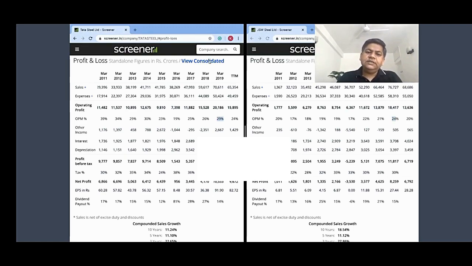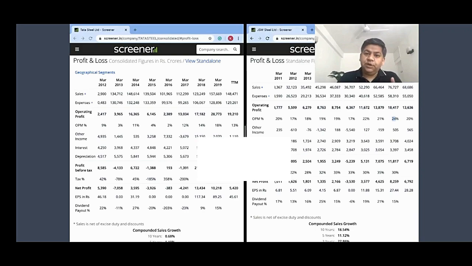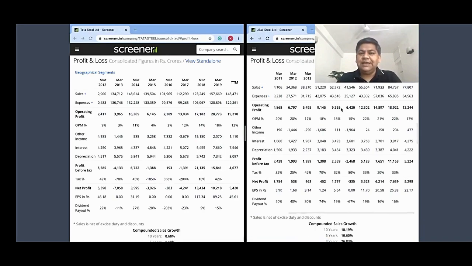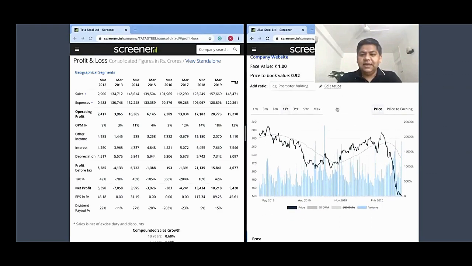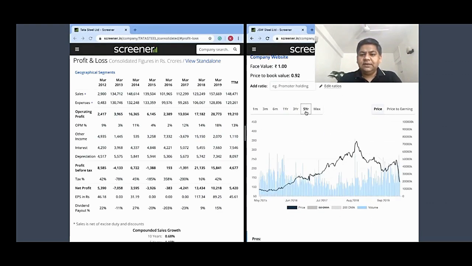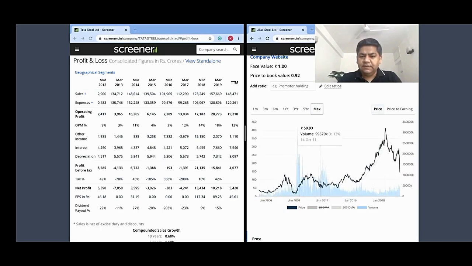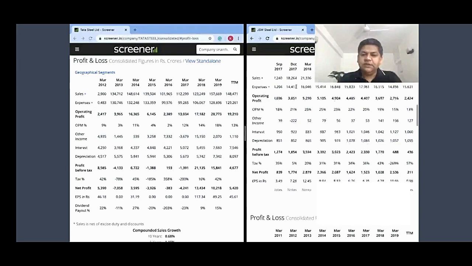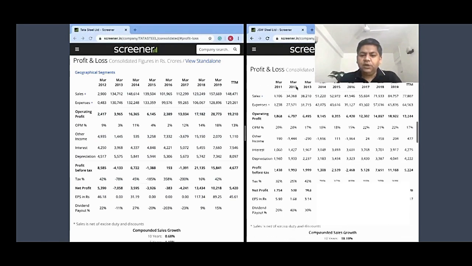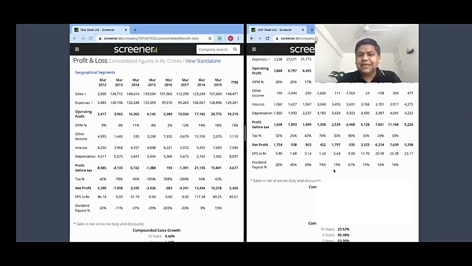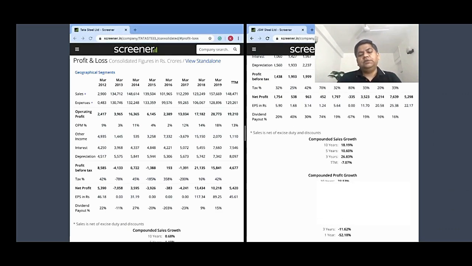Now, if I go and see the consolidated one, however, if you see the share price growth, you will see that the JSW share price has done better than Tata Steel in the long term. This is something very interesting to see, because if you look at the compounded annual growth rate, except for the latest quarter, the last four, the TTM, they have shown consistent sales growth and compounded profit growth.